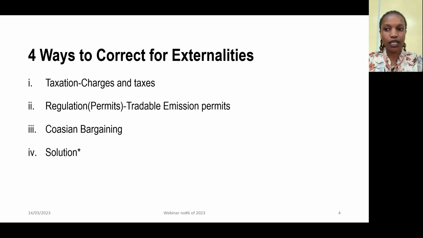And under solution, I indicated deposit refund systems that require a surcharge to be levied on potentially polluting substances, which are then refunded if pollution is avoided by those recycling those substances. So this is sort of a reward for those who reduce their carbon emission.